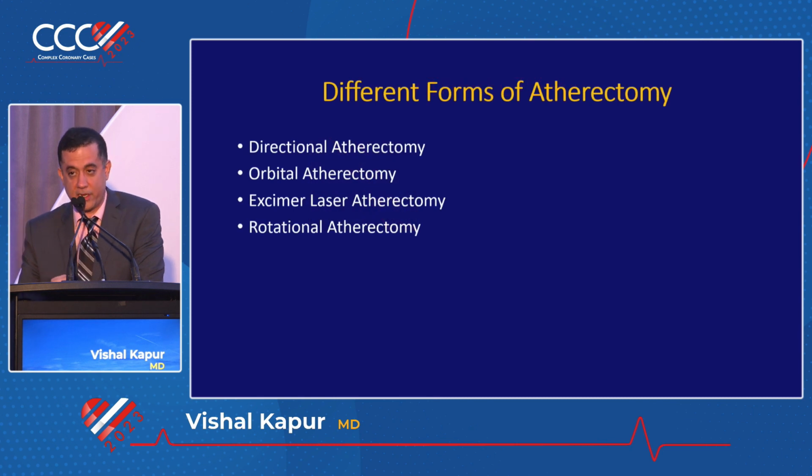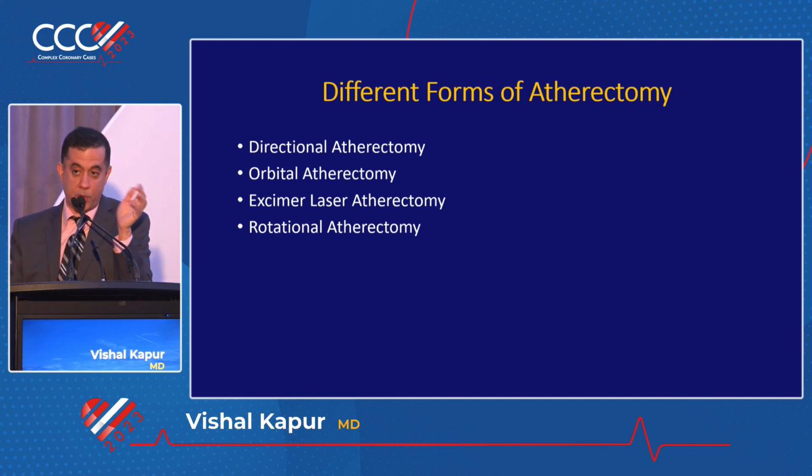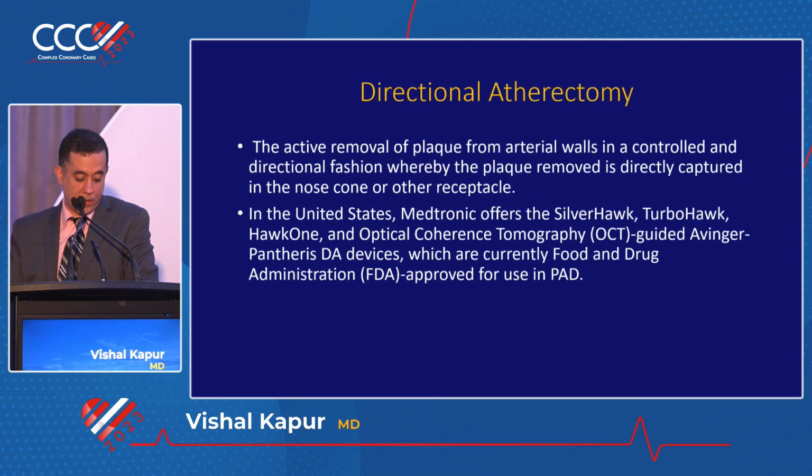What it usually comprises is mainly four categories. One is directional atherectomy, where you can direct your device to a particular location, whether medial, lateral, anterior, or posterior. One is orbital atherectomy, which spins around in orbit and gives you luminal gain by shaving the plaque off. One is laser atherectomy, using laser technology. And one is rotational atherectomy, which is the rota.